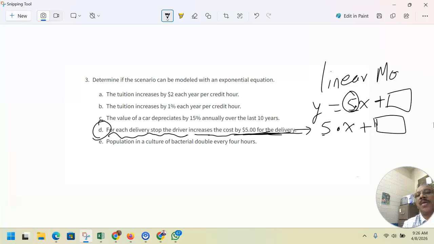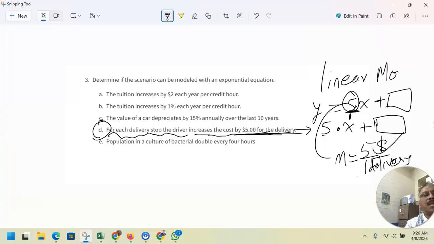Because you are doing the same thing at each delivery, it's like a slope, a rate of change. This is like M is 5/1 for each delivery. So this is dollars per one delivery. For every delivery, you're paying $5. So this cannot be modeled with an exponential equation.